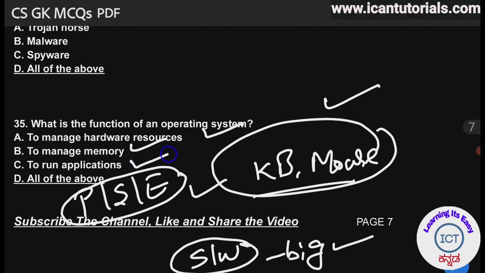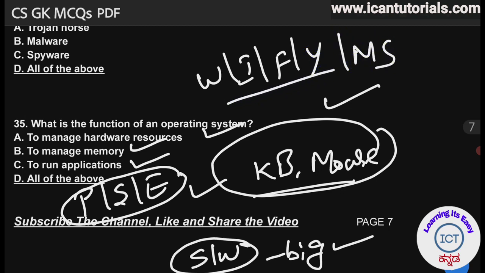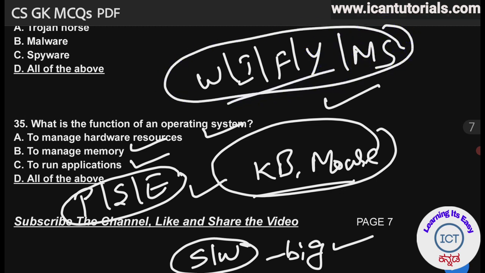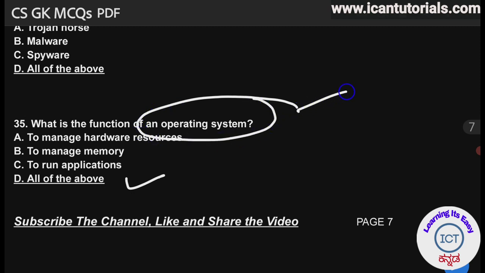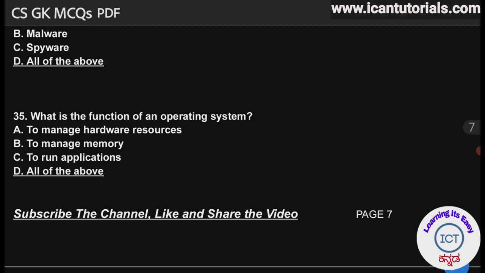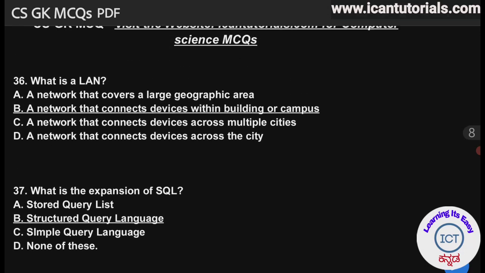To run applications, in the sense our WhatsApp, Instagram, Facebook, YouTube, MS Office, all these are called application softwares. These application softwares will be controlled by our operating system. Okay, so the answer is all of the above. So operating system is a major software in our devices. It controls the entire device. Whatever work we do in our machines will be done by our operating system. That is the 35th question. Okay, next we'll see the 36th question.